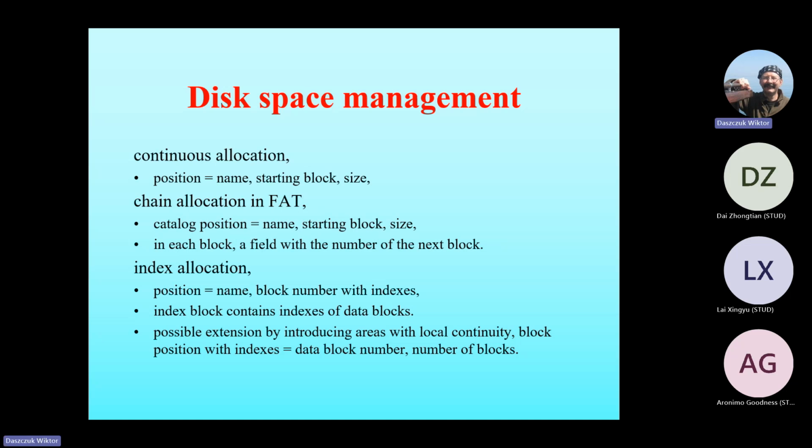Seldom used continuous allocation. It is seldom used, but it is very simple because the file occupies a compact area on a disk. So such a solution is used in simple file systems for IoT.